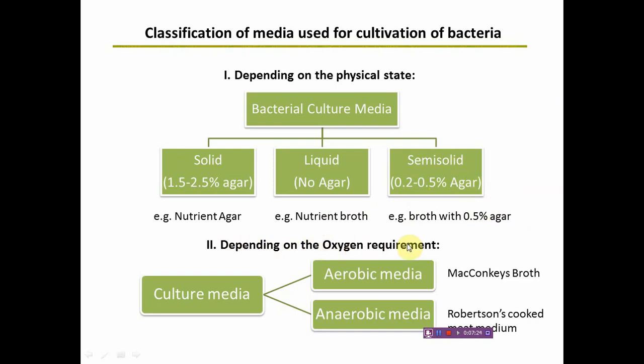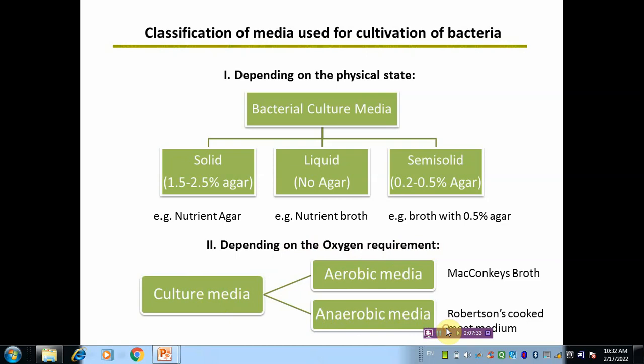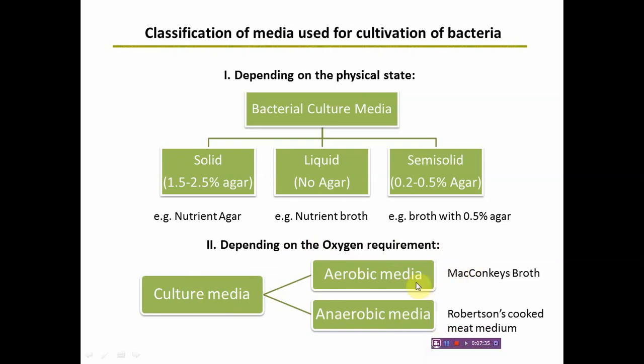Depending on the oxygen requirement, the culture media can be classified into aerobic media and anaerobic media. The aerobic media is the media which is used for the cultivation of aerobic as well as facultative anaerobic cells. Example is McConkey's broth. McConkey's broth is used for the cultivation of E. coli. E. coli is an example of facultative anaerobic.